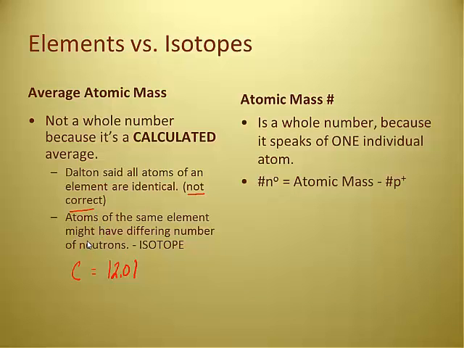That was one of the red ones. Remember there were two that were red? The atoms of the same element might have differing numbers of neutrons. Those are called isotopes.